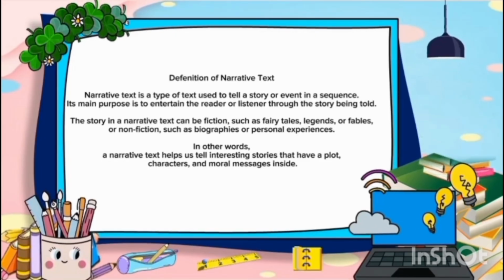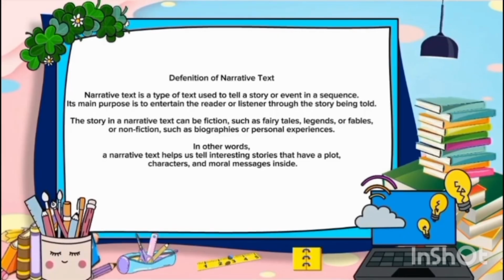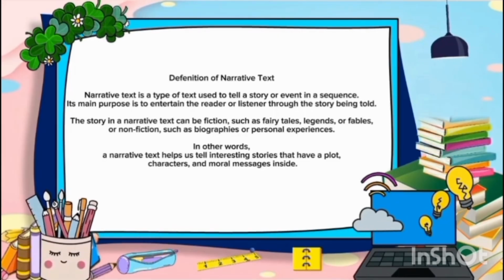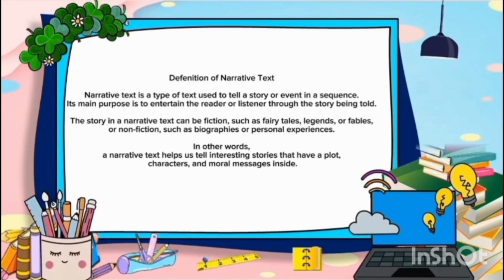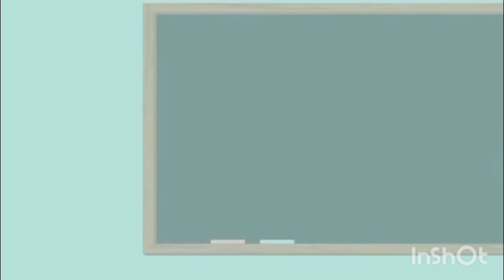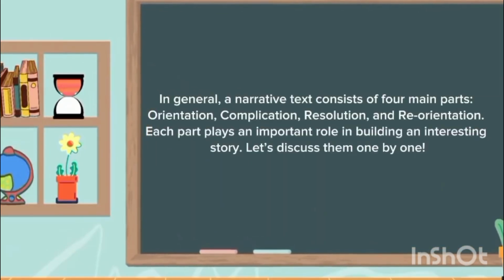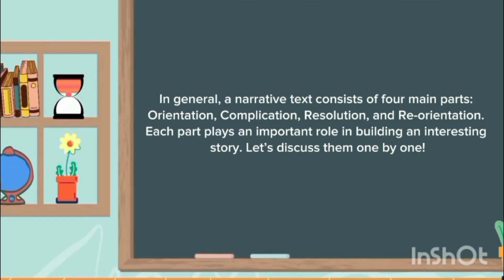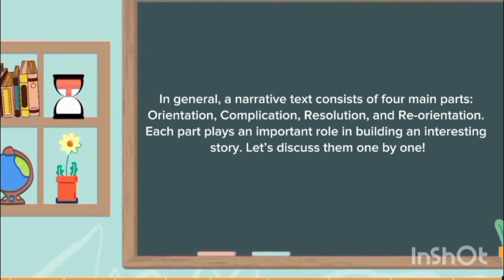Alright, if you have got the idea, let's move on to the next part about the structure of a narrative text. Now let's move on to the explanation about the structure parts of a narrative text. In general, a narrative text consists of four main parts: orientation, complication, resolution, and reorientation. Each part plays an important role in building an interesting story. Let's discuss them one by one.